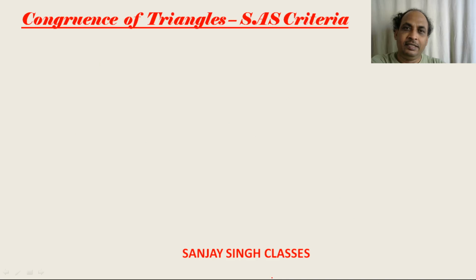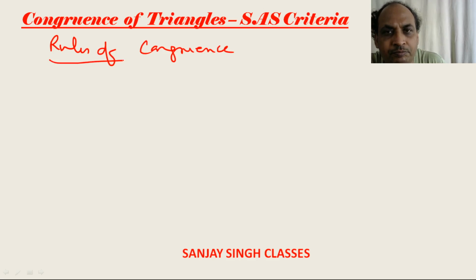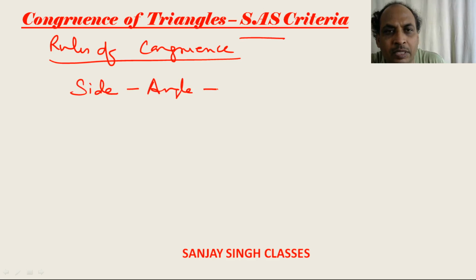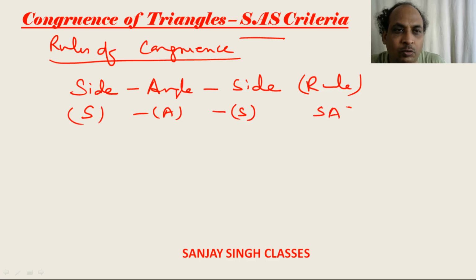Now we will study different criteria, which are also called rules of congruence. The very first one is the SAS criteria. So S means side, A means angle, S means side. So S, A and S. So the SAS rule.